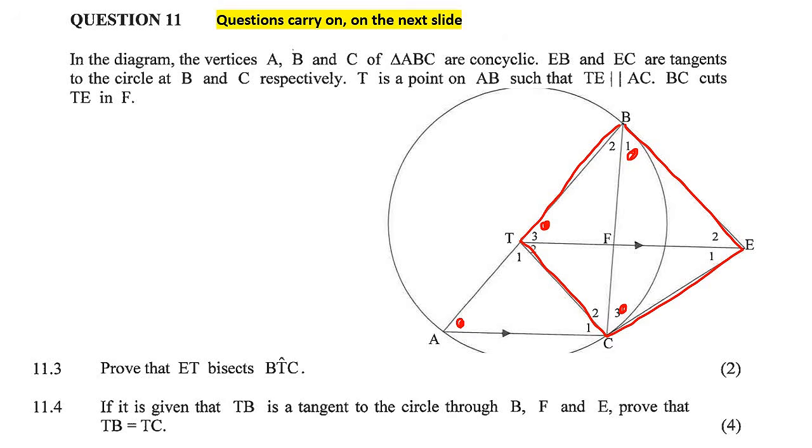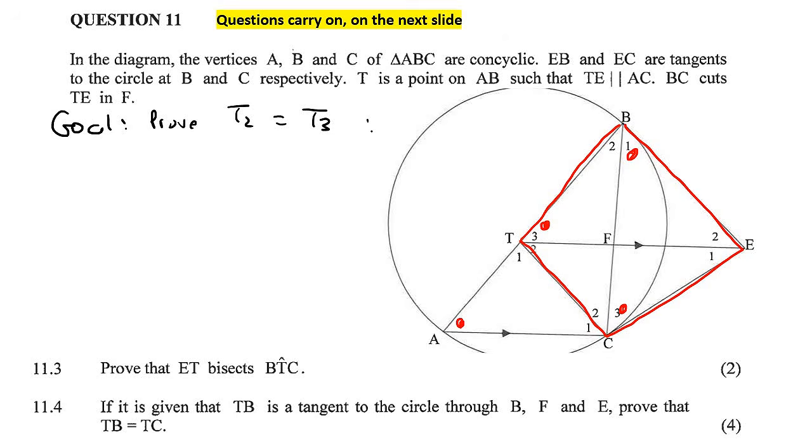BTC, okay, let me get a different color. So here's BTC. So they want us to prove that this purple line bisects that green angle. So what they're actually saying is they want us to prove that these two angles, T2 and T3, are the same. That is what they are actually wanting, okay? So they don't write this in the exam, but this is just for us. To say goal: our goal is prove that T2 is the same as T3. That is what we would love to be able to do.